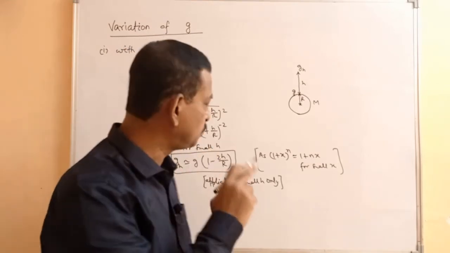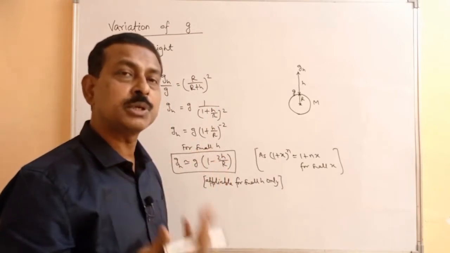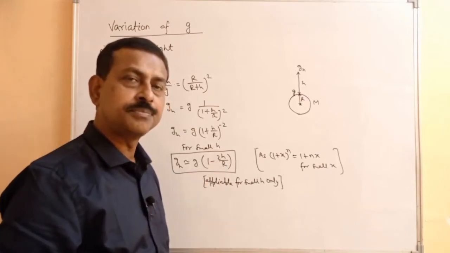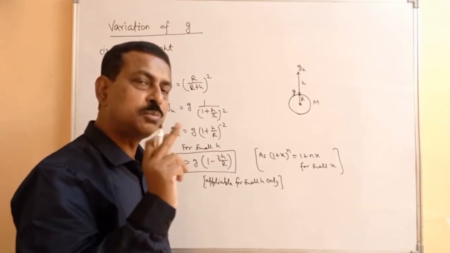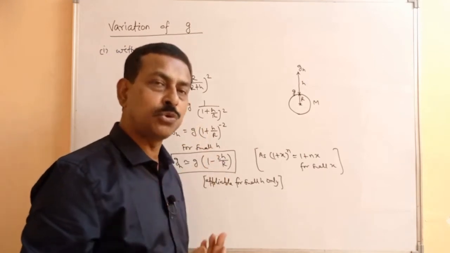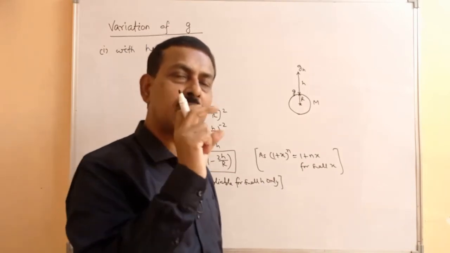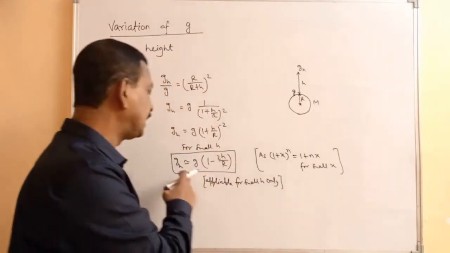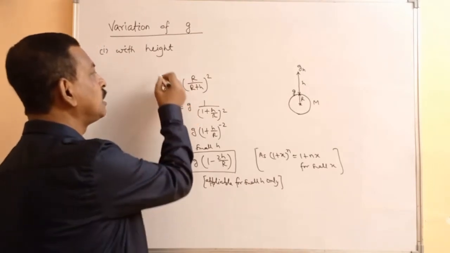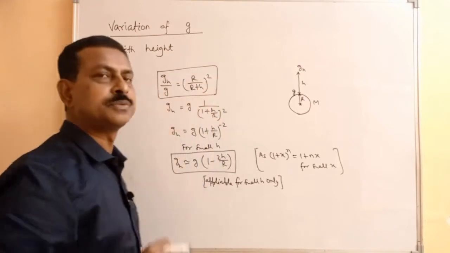Remember, this fraction has to be small. So small means with respect to what? This is definitely with respect to the radius term. That means h should be small with respect to the radius of the earth. Radius of the earth is 6400 kilometer. So in respect to that, if you are taking small values of h, definitely you can directly use this formula. Otherwise, this is the general formula that we can use for any value of h.